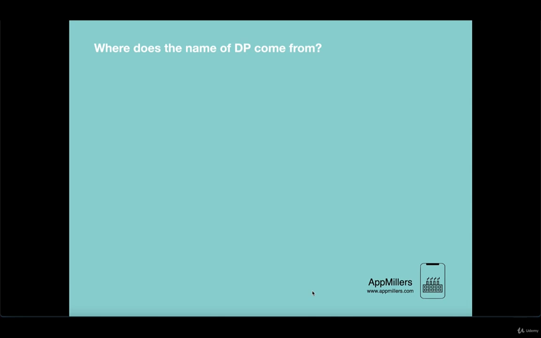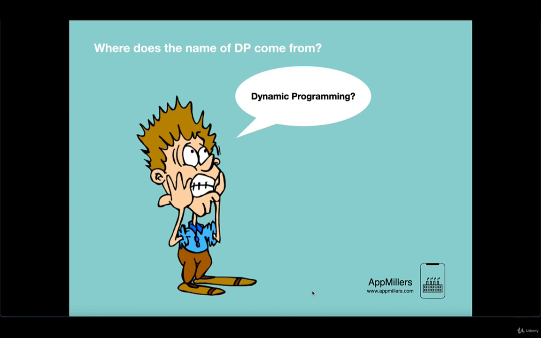Now in this lecture I'm going to talk about where the name of dynamic programming comes from. Many people get scared when they hear this name. When I say dynamic programming, it sounds like we write code that does different things and has varying output, or somehow it's changing. But in reality, that's not the case.